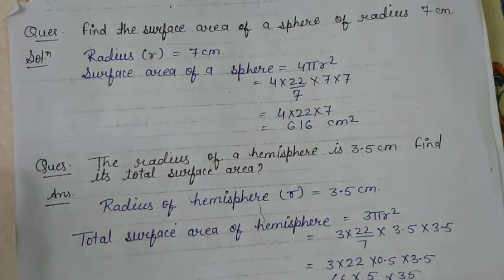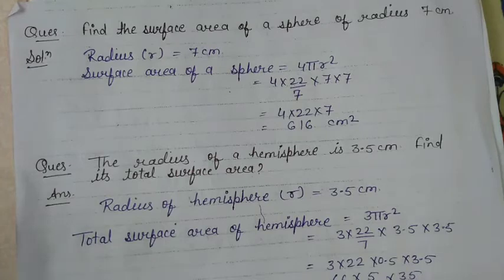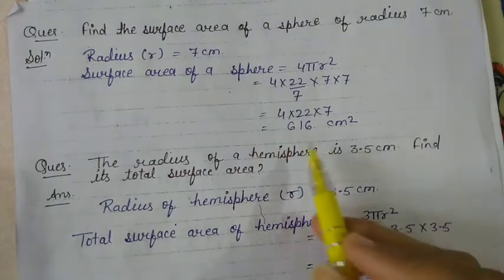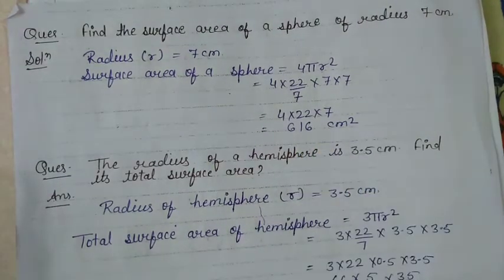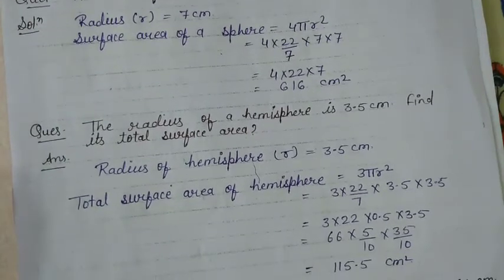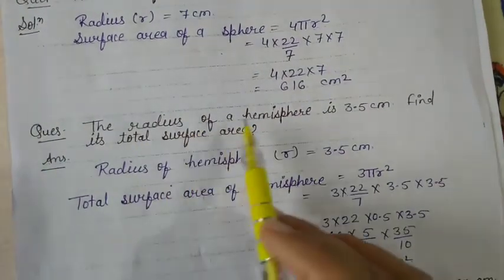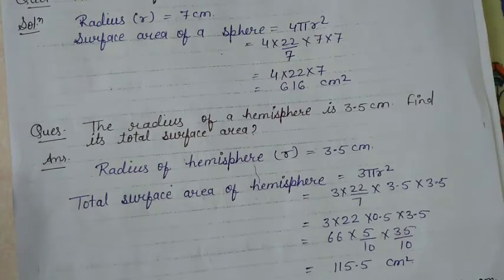Okay students, here the radius is given and we have to find the value of the surface area of a sphere. So when we put the value of radius r equals 7 centimeter in the formula 4 pi r square, then we get our answer 616 square centimeter. Now our next question is, the radius of a hemisphere is 3.5 centimeter. Here the radius of the hemisphere is given. Then find its total surface area.